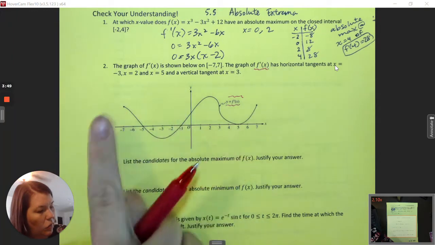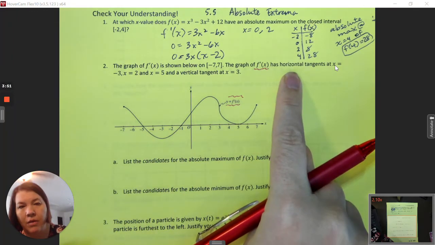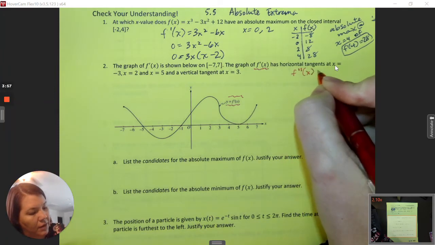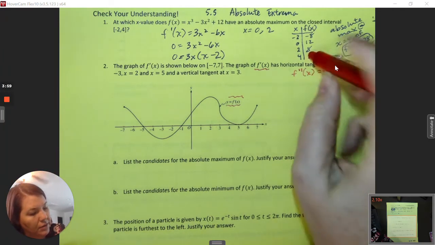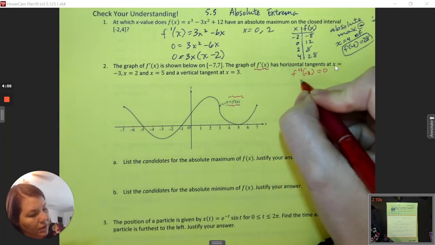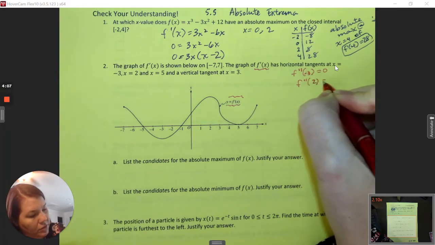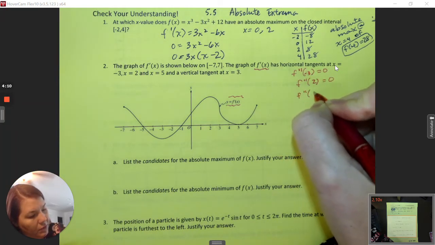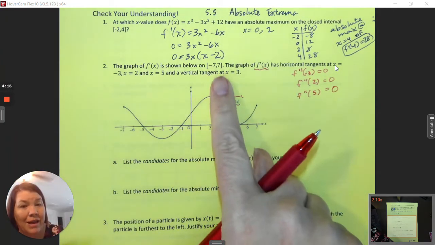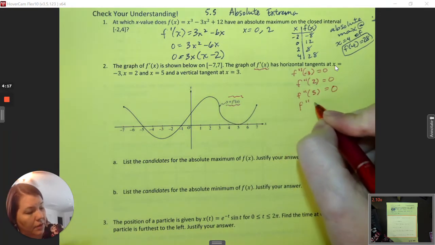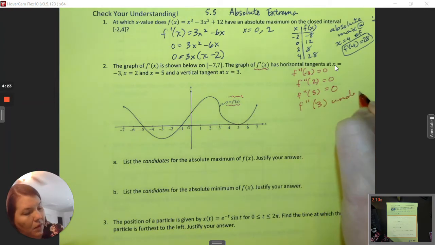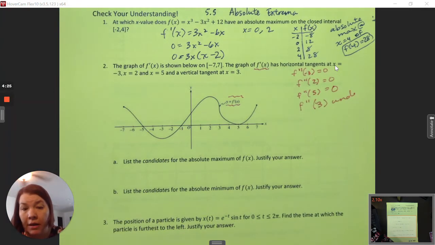Horizontal tangents mean that f double prime is equal to 0 at x equals -3, f double prime is equal to 0 at 2, and f double prime is equal to 0 at 5. And the second derivative at 3 is undefined. Okay, so that's important. Look at that.